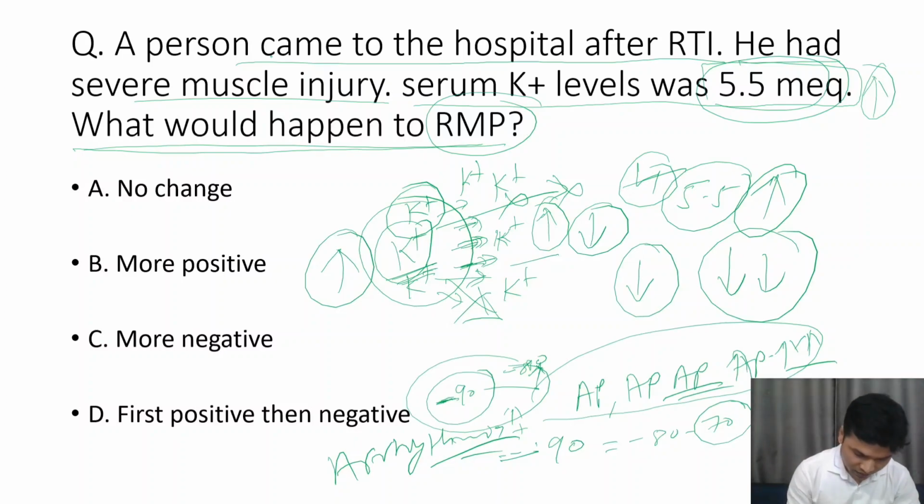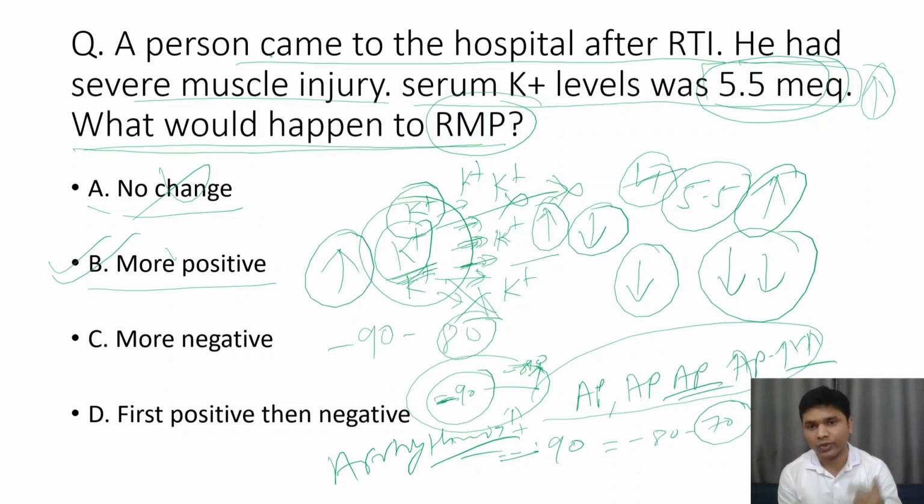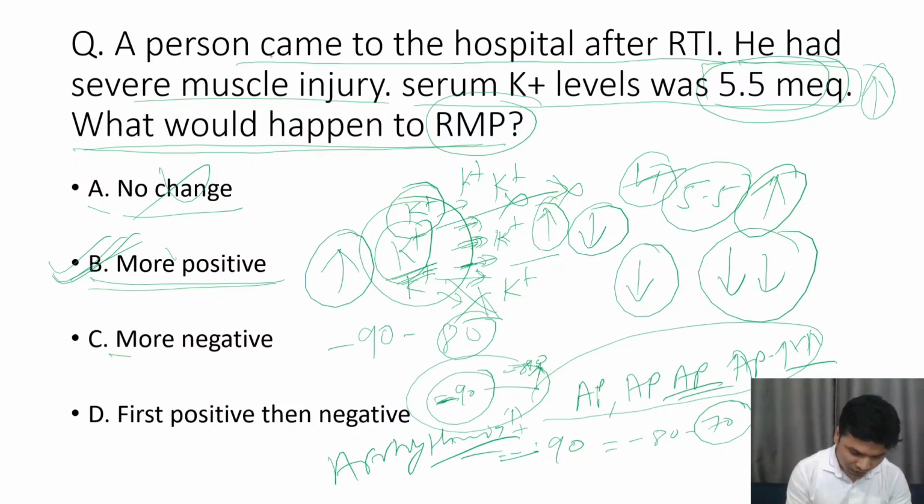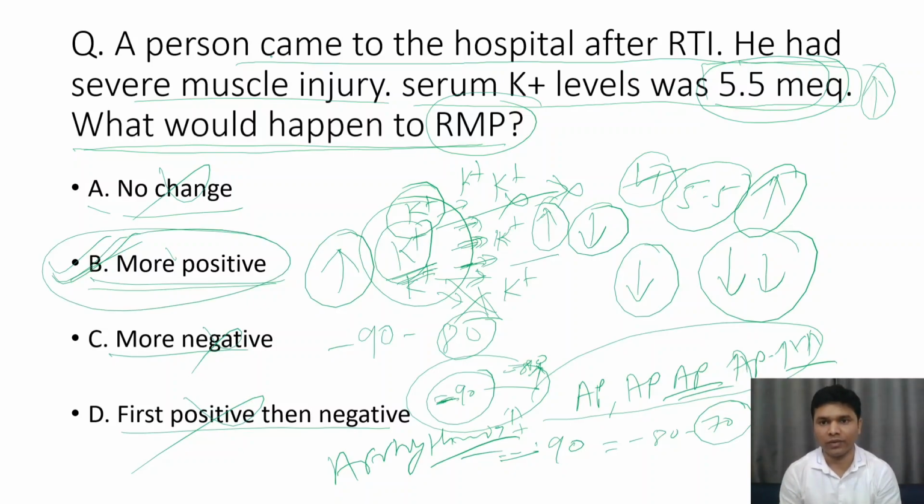So let's see the answers. No change, obviously this is not going to be the answer, because there will be a change. And what change will be there? Positivity. So more positive, yes. This is going to be the answer, because it was minus 90, so now minus 80. Suppose it's going to minus 80, this is towards the positive side, meaning less negative, or you can say more positive. So this is going to be your answer here. More negative, no. First positive then negative, no, this is not going to be the answer. So the answer will be more positive here.